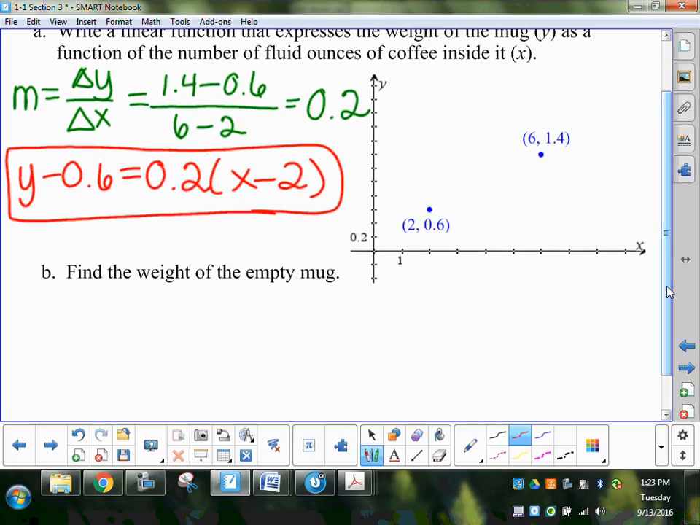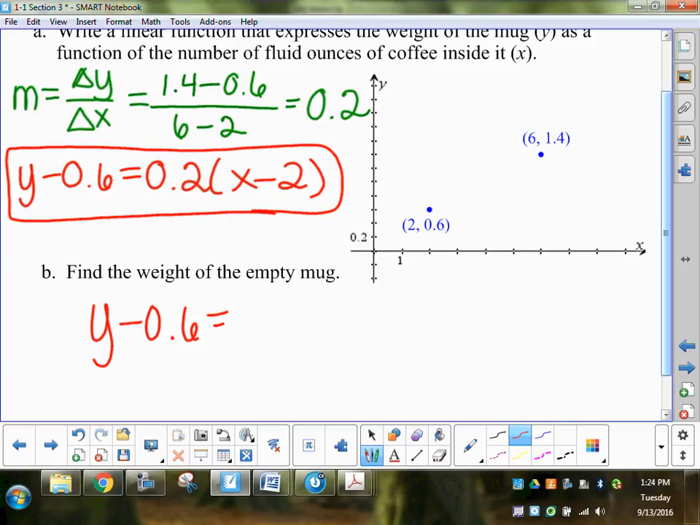The next part, find the weight of the empty mug. What would I need to fill in to find the weight of the mug when there's no fluid in it? How can I find the weight of the mug when there's no fluid in it? We got one person, really? No takers at all? What do you want to do? There you go. And we'd solve for y. Y minus 0.6 is equal to 0.2 times 0 minus 2. I'll tell you when you do this out, we're not going to finish. This is going to be y is equal to 0.2. That's the value of it.